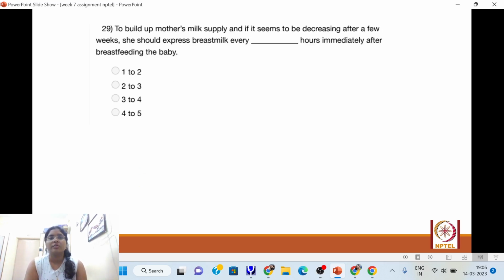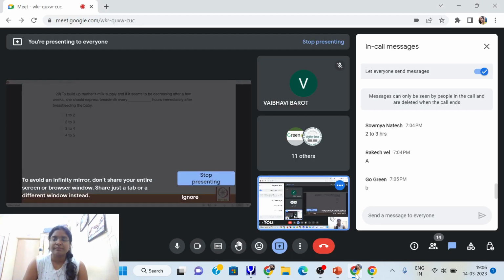Right? Okay, to build up mother's milk supply, and if it seems to be decreasing after a few weeks, she should express breast milk every dash hours immediately after breastfeeding the baby. 1 to 2 hours, 2 to 3 hours, 3 to 4 hours, or 4 to 5 hours. Read the question properly and then answer. It is not the same as the previous question.